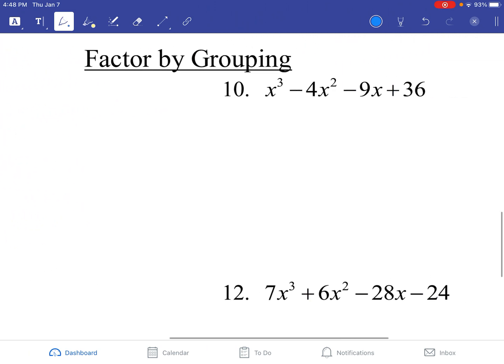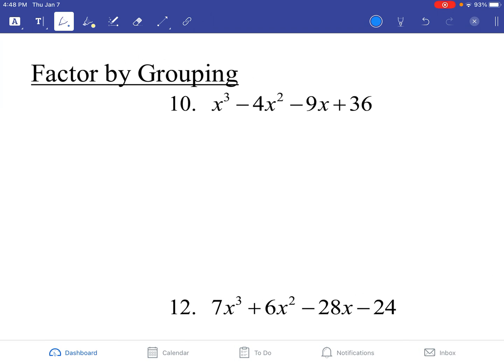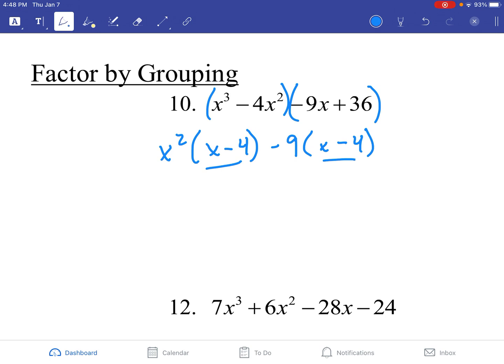Number 10. In this case, we can group the first two and the last two. We have x squared we can take out, so we have x minus 4. And in the second set of parentheses, we have to take out a negative so that the signs are right, and we can take out a negative 9. So we're left with x minus 4 again. So 36 divided by negative 9 is negative 4. Again, now these two sets of parentheses are the same, so that's good.